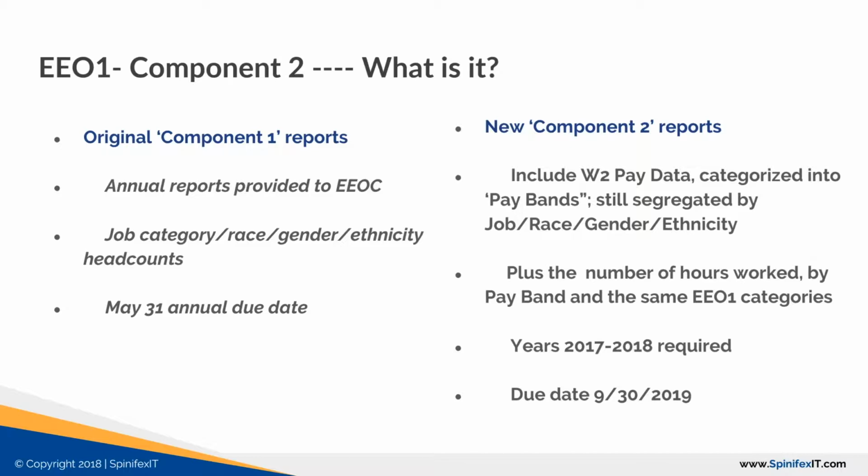Now, in 2016, the Obama administration proposed changes to also include pay data and number of hours worked along with the headcount data. Before the proposal was implemented, it went through a stay issued by the Office of Management and Budget, followed by a court case challenging the stay, with end result that the employers have now been ordered to provide this additional data, called Component 2, for 2 calendar years, 2017 and 2018, with both years' reports due September 30th of 2019.